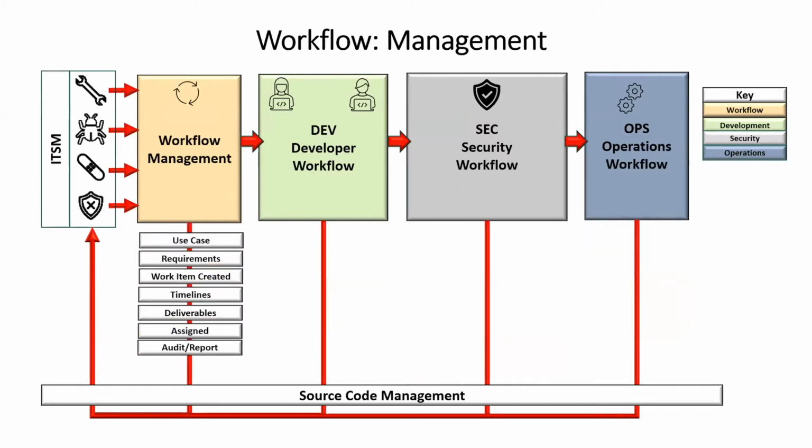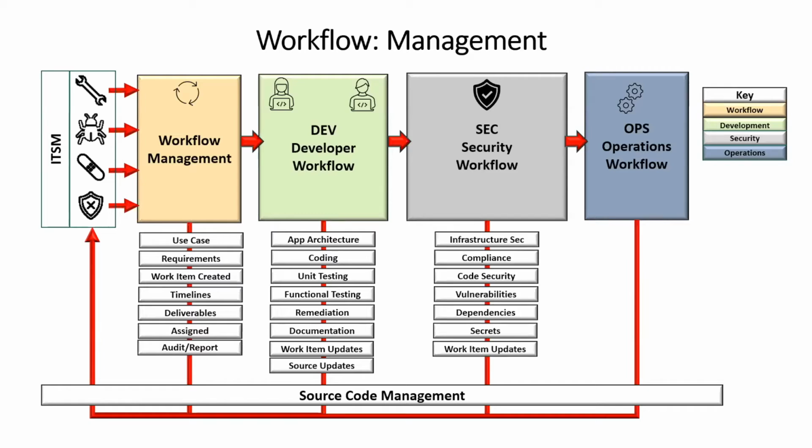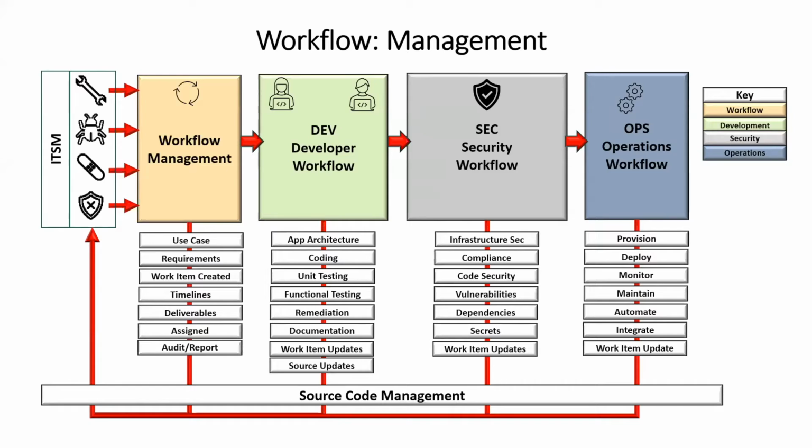On the workflow management side, the responsibilities are use cases, requirements, creating the work items. So your PMO or your Scrum Master or your line of business or business owner would be creating those work items, or in a lot of cases, audit or security would also be creating those work items. They determine timelines, deliverables, assignments, risk management, and then auditing and reporting back to senior management. The developers focus on app architecture, coding, unit testing, some of the things we talked about before, and updating those work items and the source code. And then the security team focuses mainly on that infrastructure security, code security, vulnerabilities, dependencies, secrets, and updating their own work items. And then operations handles the provisioning, the deployment, the monitoring, maintaining, automation, integration, and additional work item updates.